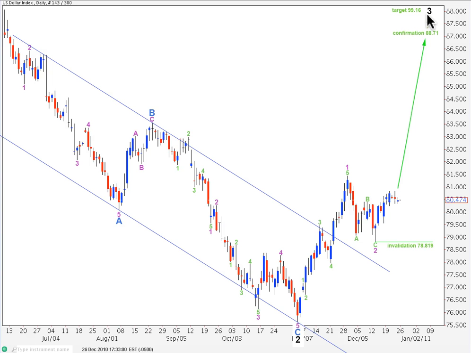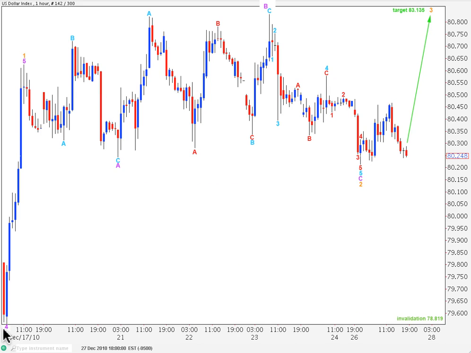Taking you now to an hourly chart, where this pink 2 will be just off to the left of the chart, and the low for this bar here is the low for this bar here. And within pink wave 3, we've had an end to orange wave 1, and the sideways movement that the dollar's been within for the last week is probably most likely a flat correction for a second wave.